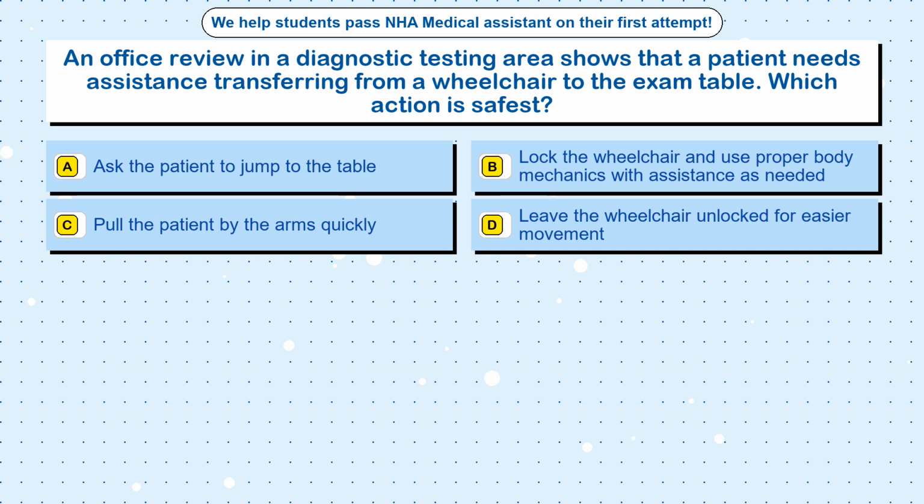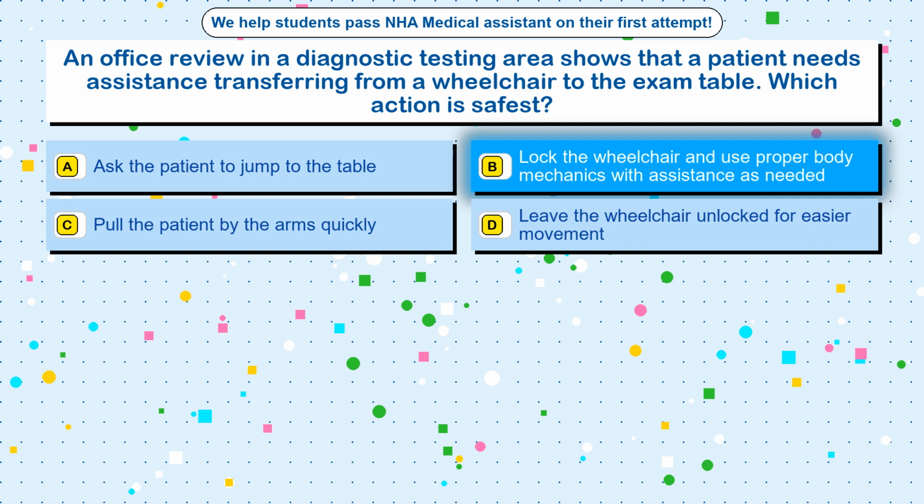Option A, ask the patient to jump to the table. Option B, lock the wheelchair and use proper body mechanics with assistance as needed. Option C, pull the patient by the arms quickly. Option D, leave the wheelchair unlocked for easier movement. The correct answer is option B, lock the wheelchair and use proper body mechanics with assistance as needed.